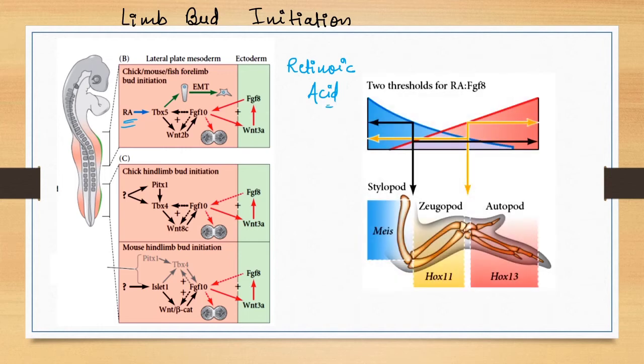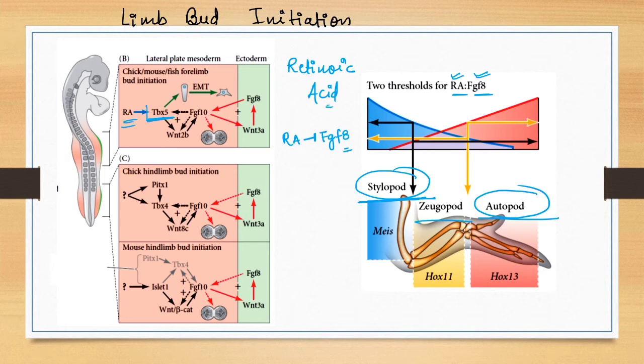We already discussed this figure in our previous video, where we saw that the concentration gradient of retinoic acid and FGF8 decides whether the proximal bone type or distal bone type will be developed. That is, the development of all these three types of bones, stylopod, zeugopod and autopod, depends on the concentration gradient of retinoic acid and FGF8, and this gradient is initially established by retinoic acid, which is a transcriptional inhibitor of FGF8. Okay, now the other function that retinoic acid performs is that it helps in expression of the TBX5 gene. The TBX5 gene is responsible for specification of forelimb.